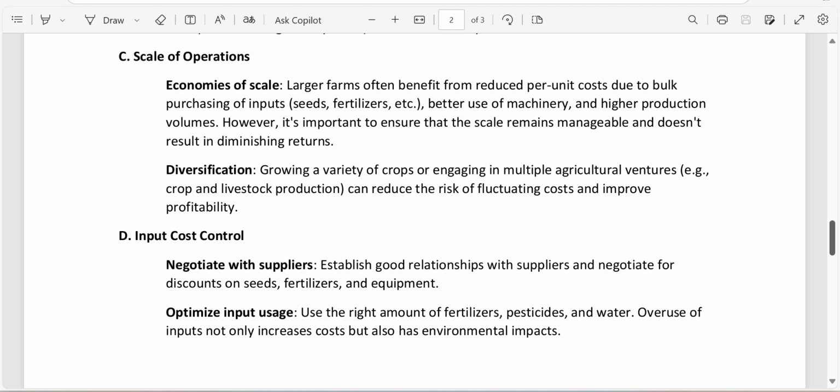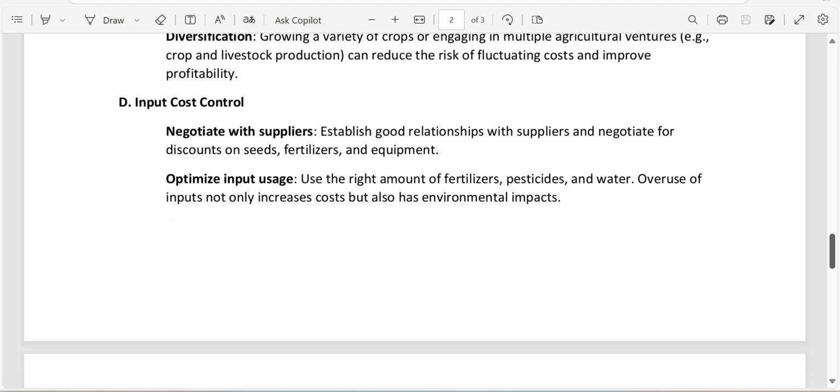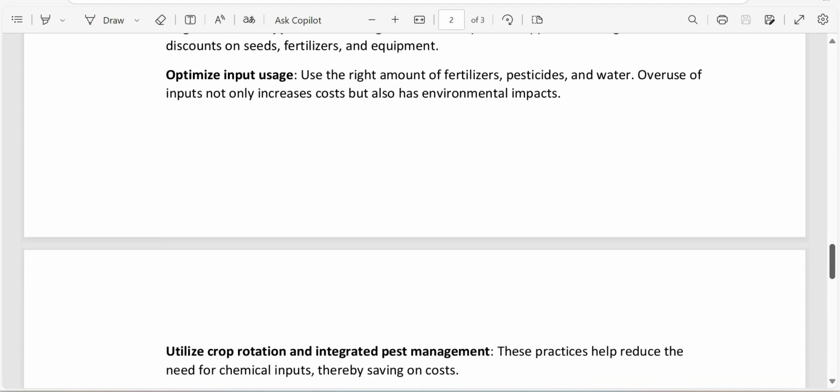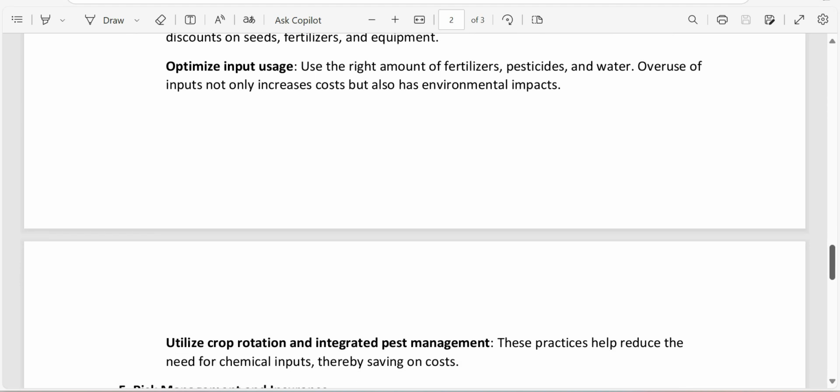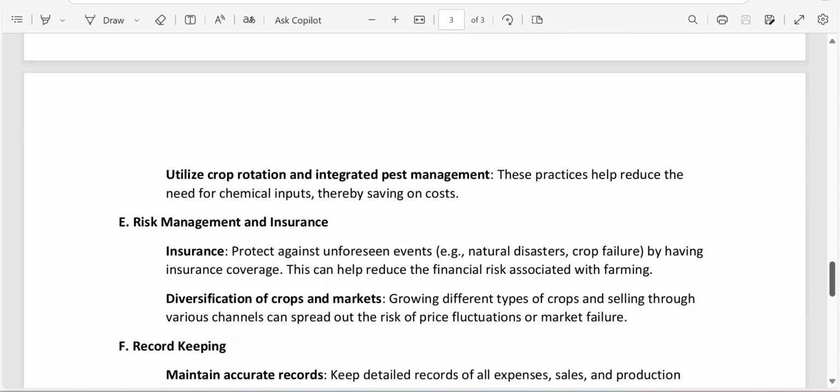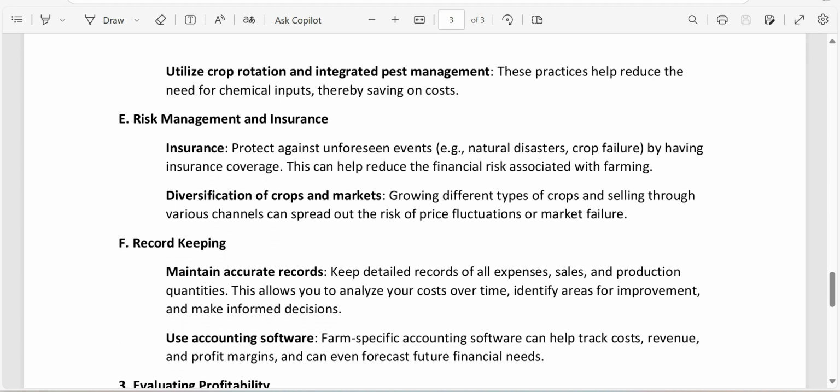D. Input cost control. Negotiate with suppliers. Establish good relationships with suppliers and negotiate for discounts on seeds, fertilizers, and equipment. Optimize input usage. Use the right amount of fertilizers, pesticides, and water. Overuse of inputs not only increases costs, but also has environmental impacts. Utilize crop rotation and integrated pest management. These practices help reduce the need for chemical inputs, thereby saving on costs.